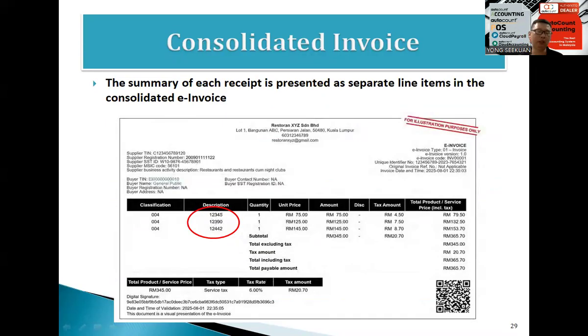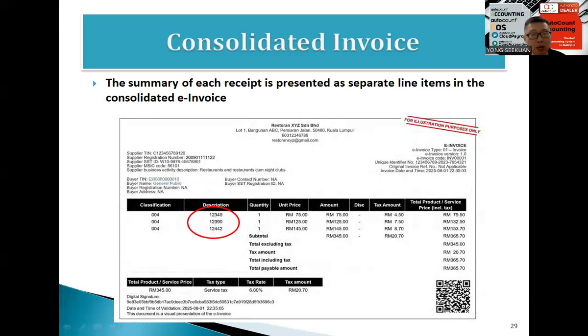So in the consolidated invoice, we have three methods to consolidate the invoice. If you refer to their guideline, they will mention three methods. So we go one by one. The first method will be each receipt in one line. It's a separate line. You see the red cursor there. So one invoice, one line. One invoice, one line.